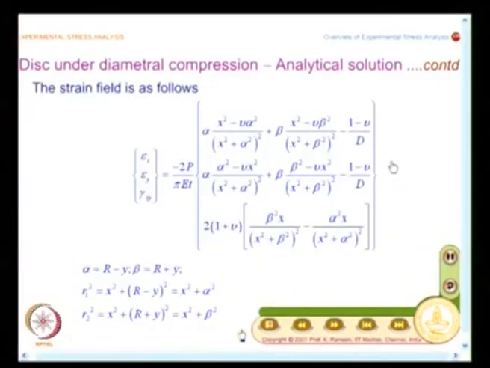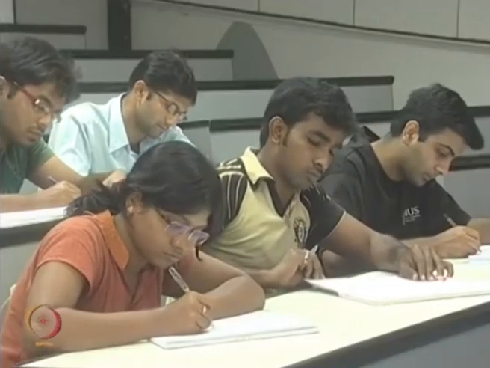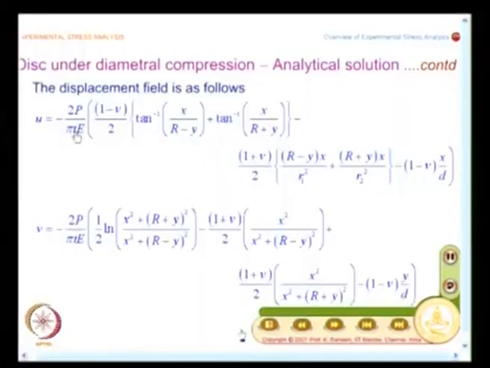You have seen the stress field and strain field, both of them longish, and definitely the displacement field is going to be much longer than what you have seen all along. So, it is better, please take your time to write it down. You have u equal to minus 2p by pi t e into (1 minus nu) divided by 2, you have a tan inverse of x by (r minus y) plus tan inverse of x by (r plus y).